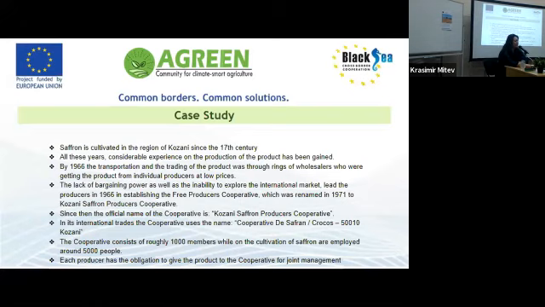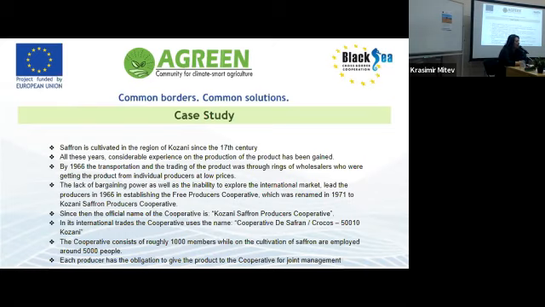led producers in 1966 to establish the Free Producers Cooperative, which was renamed in 1971 to Kozani Saffron Producers Cooperative. Since then, the official name of the cooperative is Kozani Saffron Producers Cooperative. In its international trades, the cooperative uses the name Cooperative de Saffron, so a bit of French there. Krokos, it's called in Greek.